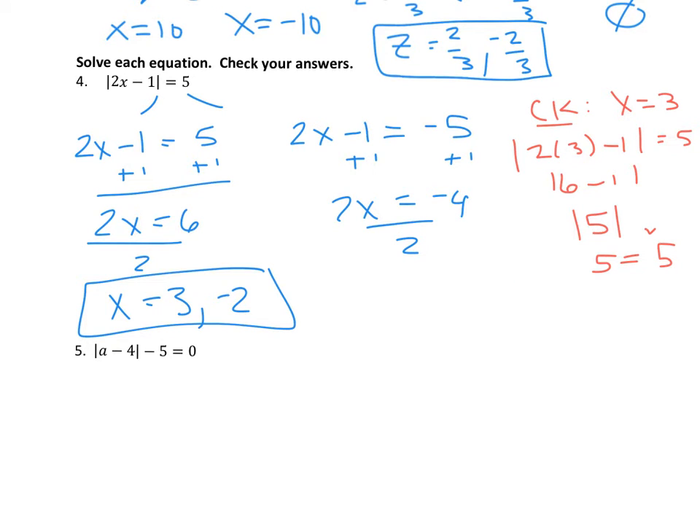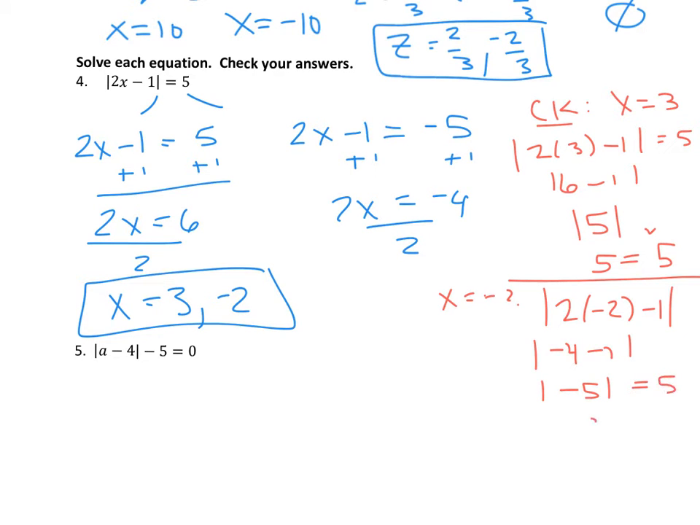Then we're going to do the same thing with negative 2, so x is negative 2. We're going to see if that's correct. So when I do the same thing, I get 2 times negative 2 minus 1, and we want to know if that equals 5. So that would be negative 4 minus 1, which is the absolute value of negative 5, and the absolute value of negative 5 does equal 5, so the check works. So we know that my two answers are correct.